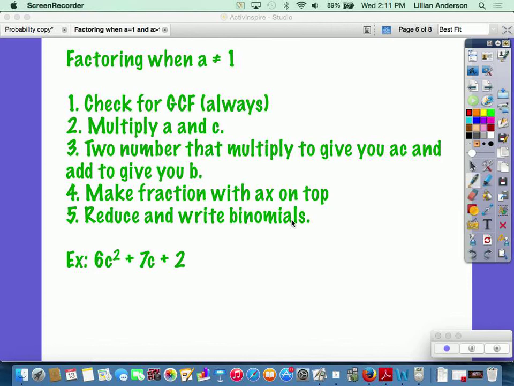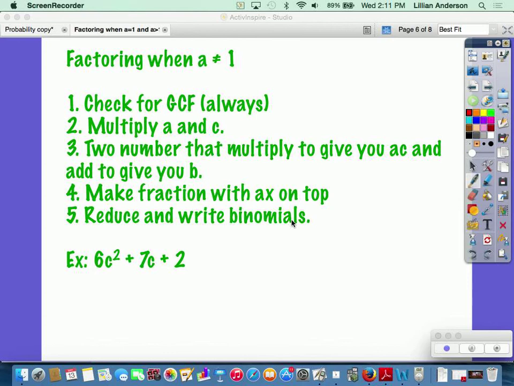Once you figure out what those two numbers are, then you make a fraction with ax on top. So whatever a is, you put an x with it and put it on top, and you basically create a fraction on top of those two numbers. Then the last step, you reduce and write your binomials. So in other words, write your answer.